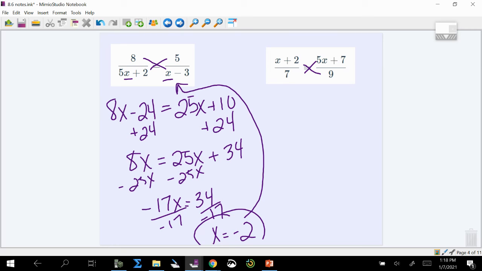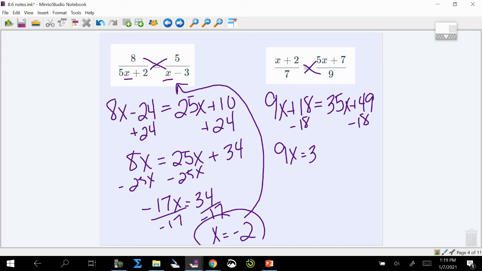And then finally, the last one. Distribute across each diagonal. So 9x plus 18 when I go that way, and then going the other diagonal, 35x plus 49. Again, it does not matter which one you put on each side. So I'm going to subtract 18, so I have 9x equals 35x plus 31. I'm going to subtract 35x, so I get negative 26x equals 31. You get a weird answer here.